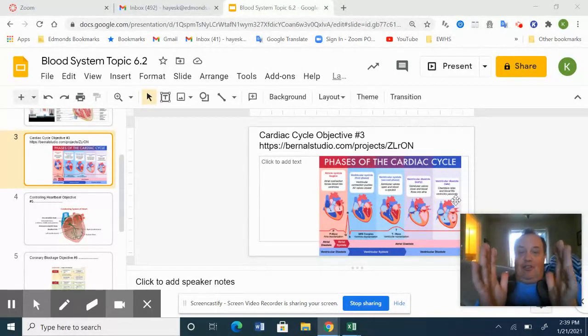Eventually, the pressure in the ventricle exceeds the pressure in the pulmonary artery and the aorta. When that occurs, the semilunar valves open and the blood is pushed into those arteries. So that's the ending phase of ventricular systole. While this is going on, the atria have been in diastole.